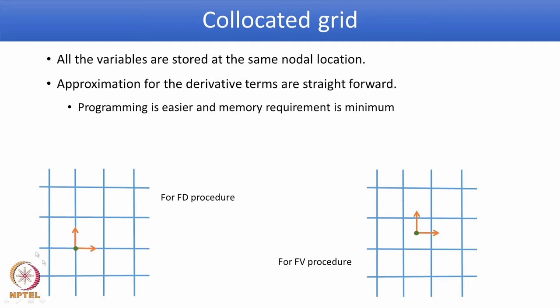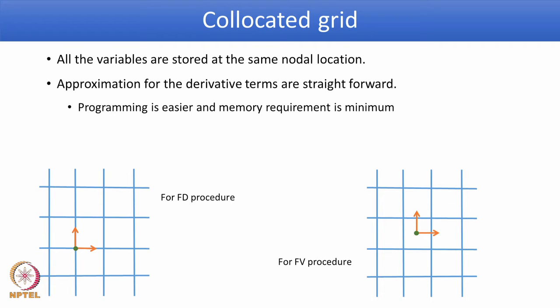This is for the finite difference arrangement, and if you are going for a finite volume type of arrangement, then you can have the definition at the center of the volume as shown here. So, this is a location where scalar variables are stored, and the arrow going from left to right is for u velocity, the arrow going from bottom to top is for v velocity. As you can observe, in both cases they are all defined at the same location.